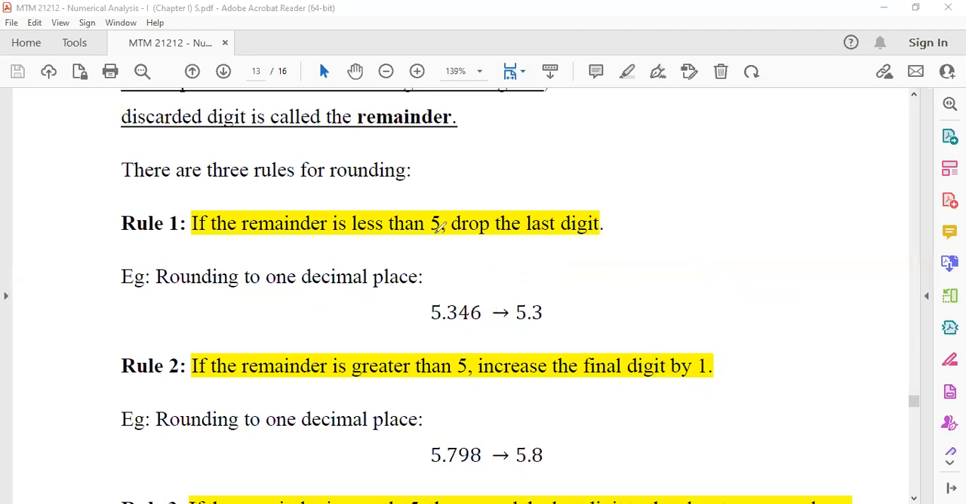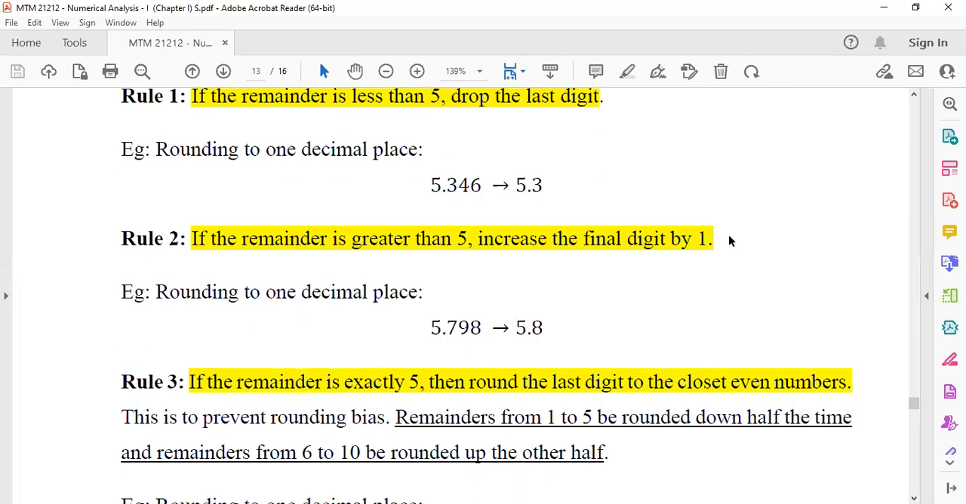The next part is rule number 2. If the remainder is greater than 5, this one we know. Increase the final digit by 1. I think in the module I have put something wrong. I put 5.8 here and 5.3 here. Please correct it, take it out and correct the things, if you printed it or wrote it down.